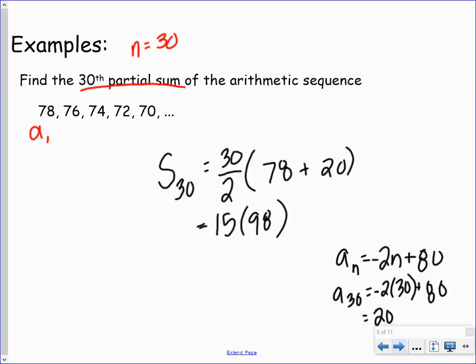If I were going to do this one without a calculator, these are really easy to do without a calculator today. 15 times 100 is 1500, right? And then you don't have 2 of them, so subtract 30. 1470. Cool.